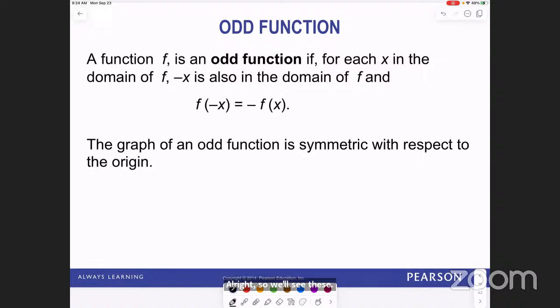Okay. We don't have a function for x-axis symmetry, right? If it's symmetric about the x-axis, that means it's going to fail the vertical line test and it's not going to be a function, right? So we don't really have anything for x-axis symmetry. But y-axis symmetry, we call that even. Origin symmetry, we call that an odd function.